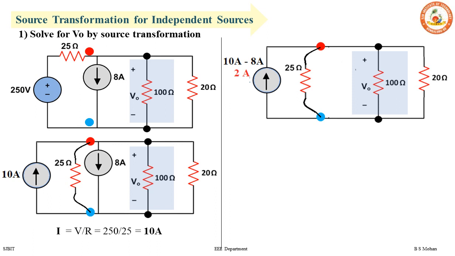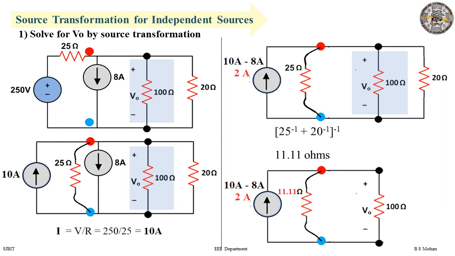Now one can analyze that 25 ohms and 20 ohms are in parallel. I repeat, 25 ohms and 20 ohms are in parallel. So if we solve them, we get the R equivalent for 25 and 20 as 11.11 ohms. So that means these two resistances will become one resistance, and that appears still in parallel. And the next step, convert the practical current source to practical voltage source.